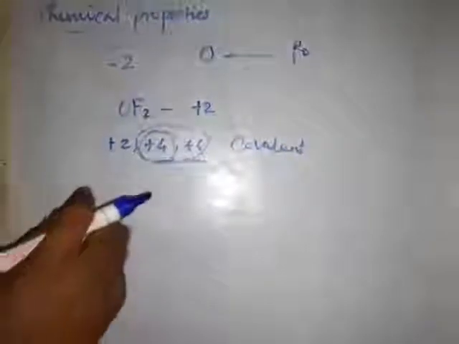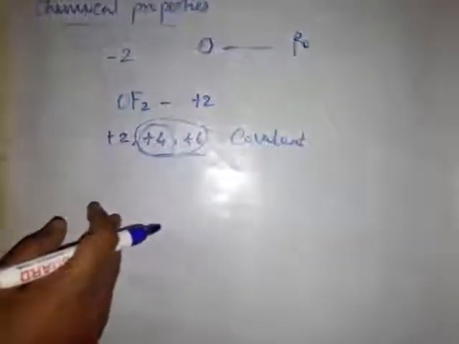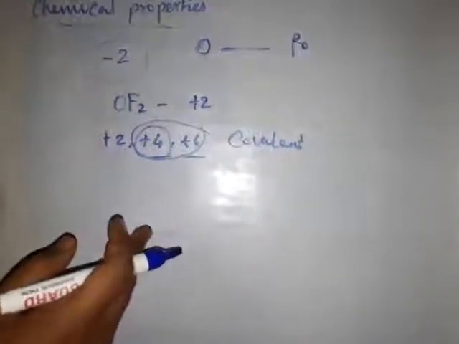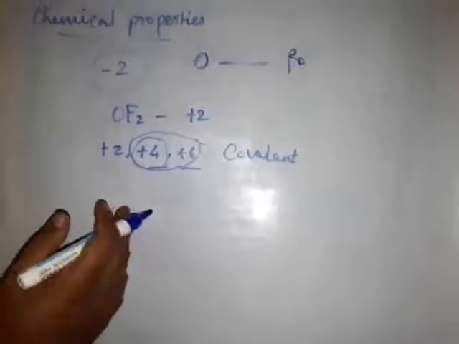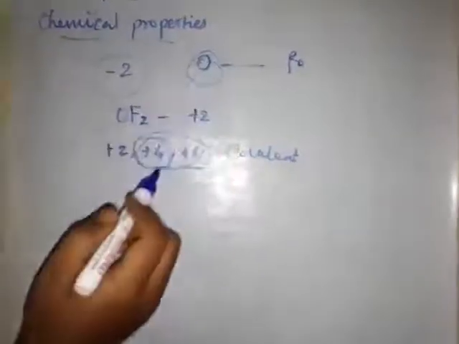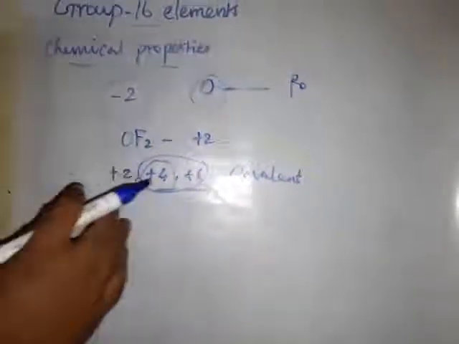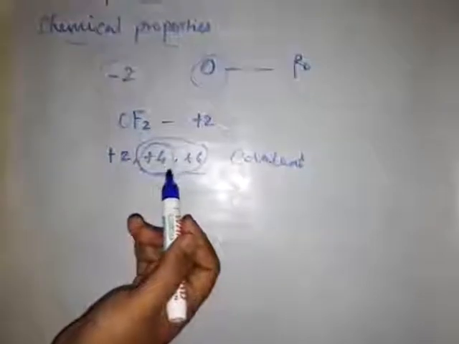Then the anomalous behavior of oxygen. This arises because oxygen is a p-block element present in the second period, so it has a small size and high electronegativity compared to the other elements. A typical example is the presence of strong hydrogen bonding in water.